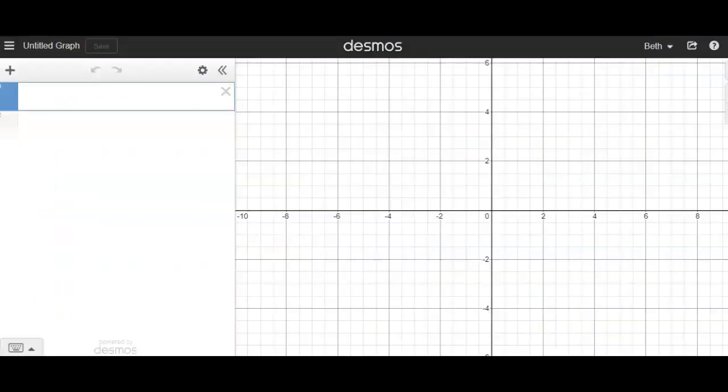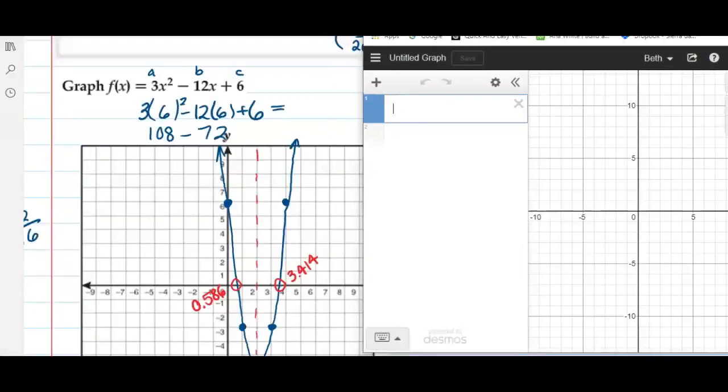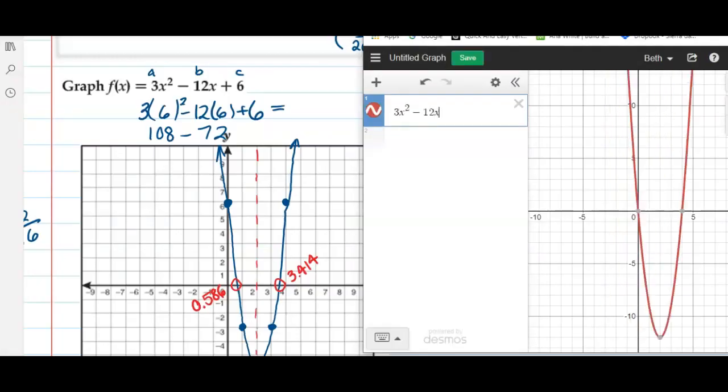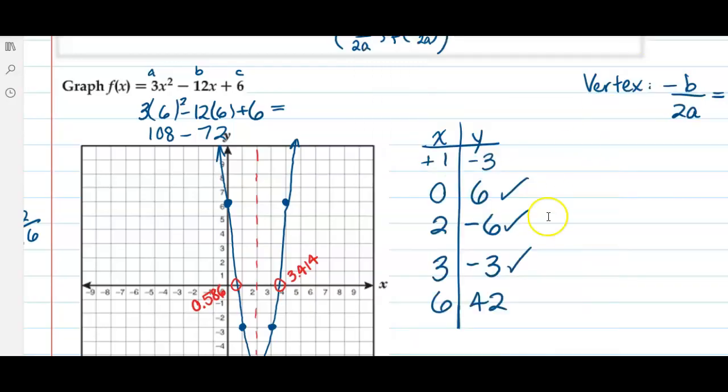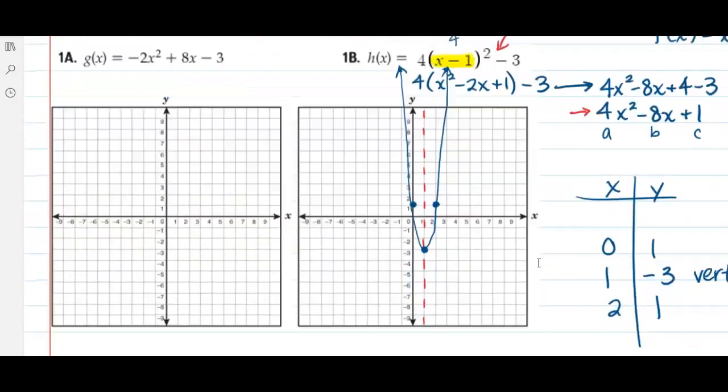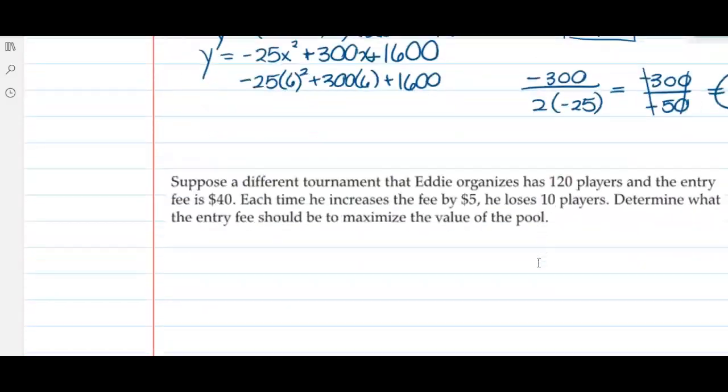What does this look like on Desmos? On Desmos, I'm just going to type 3x squared minus 12x plus 6. Happens a little faster. I also simply need to hover over these points, and it tells me right away what the values are. So using Desmos can be faster, but using the TI is useful to know because that's all you will have access to for an ACT or an SAT.